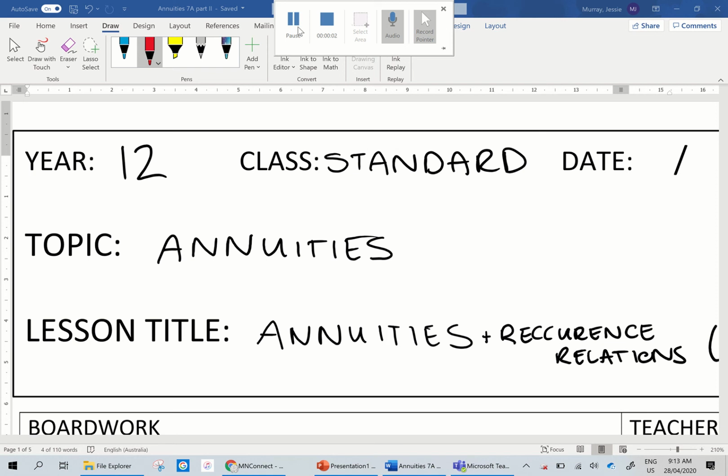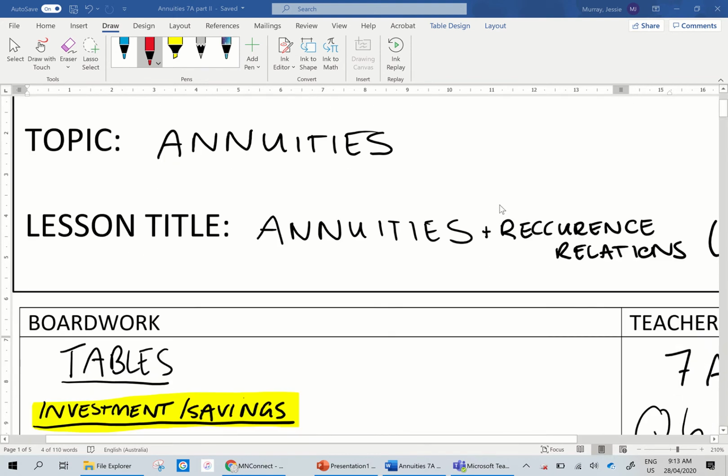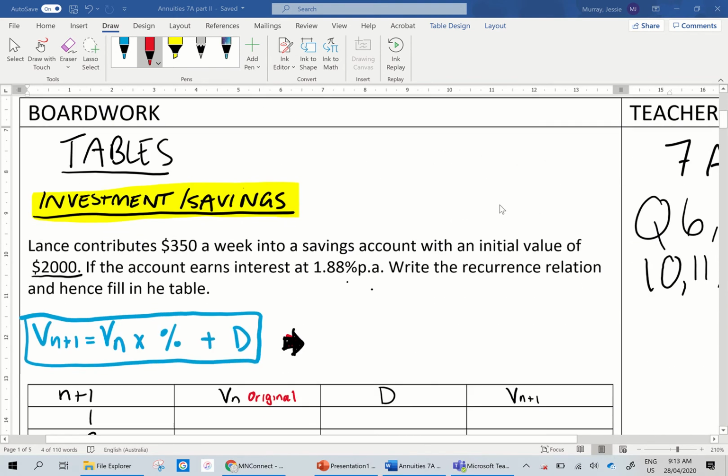Good morning, Year 12. Today we are looking at Annuities Part 2. So this is going to cover the rest of exercise 7A. So it's mostly looking at filling these annuities into tables.